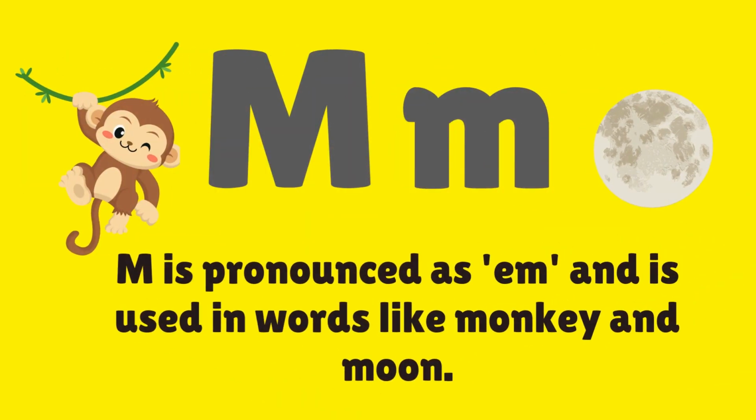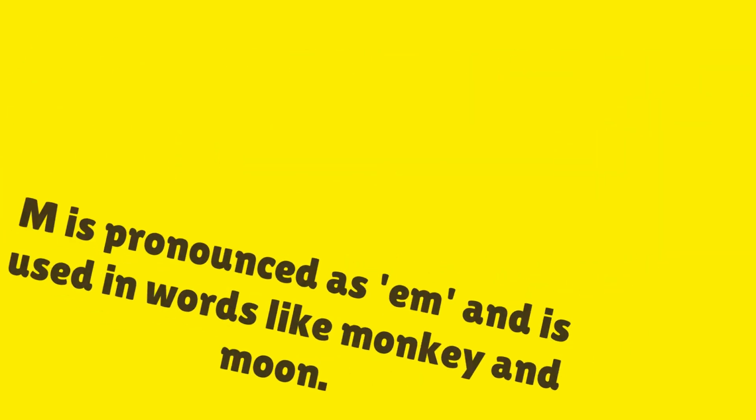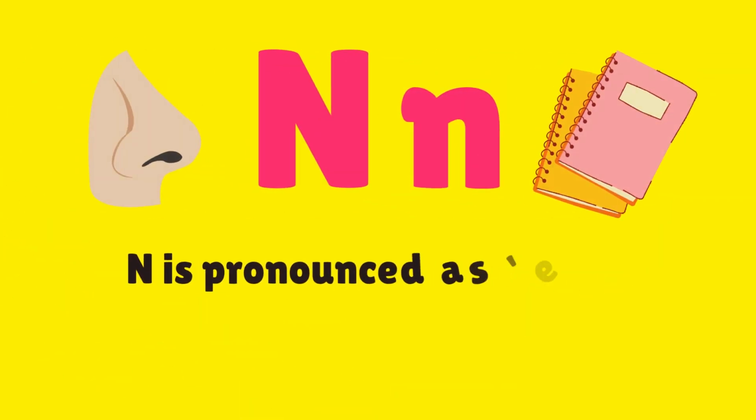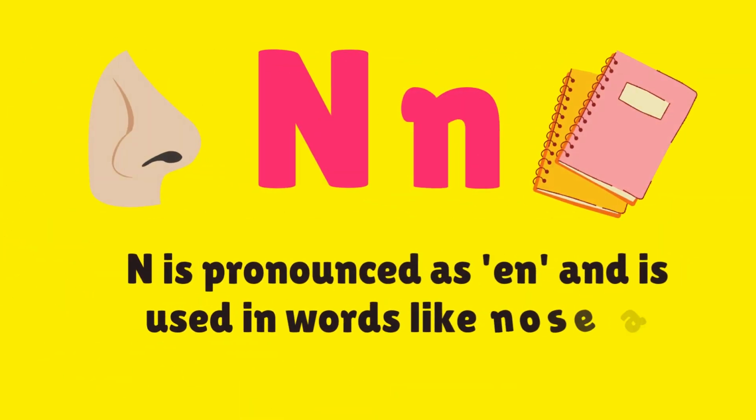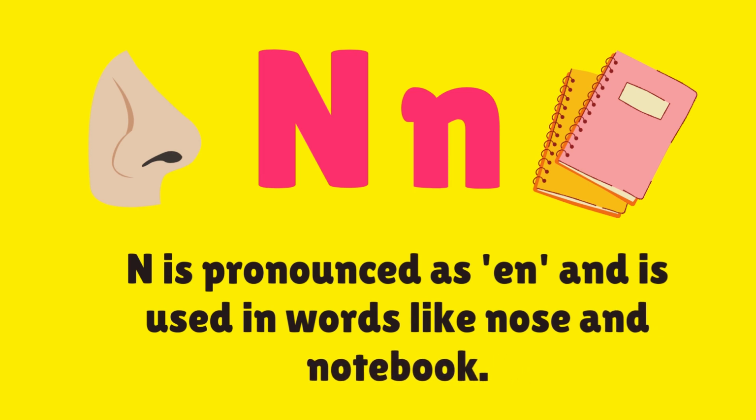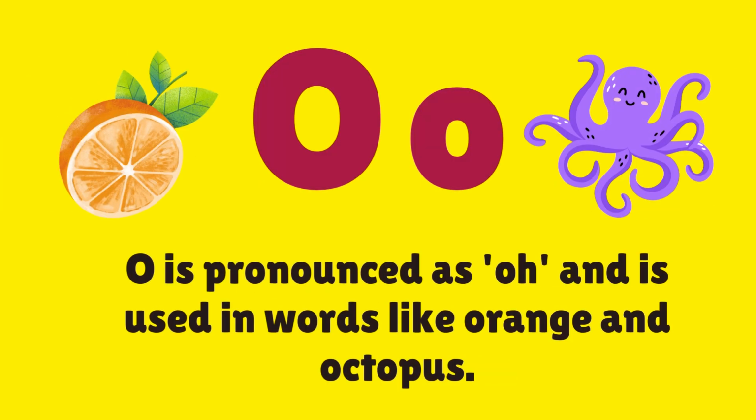M is pronounced as M, and is used in words like monkey and moon. N is pronounced as N, and is used in words like nose and notebook. O is pronounced as O, and is used in words like orange and octopus.